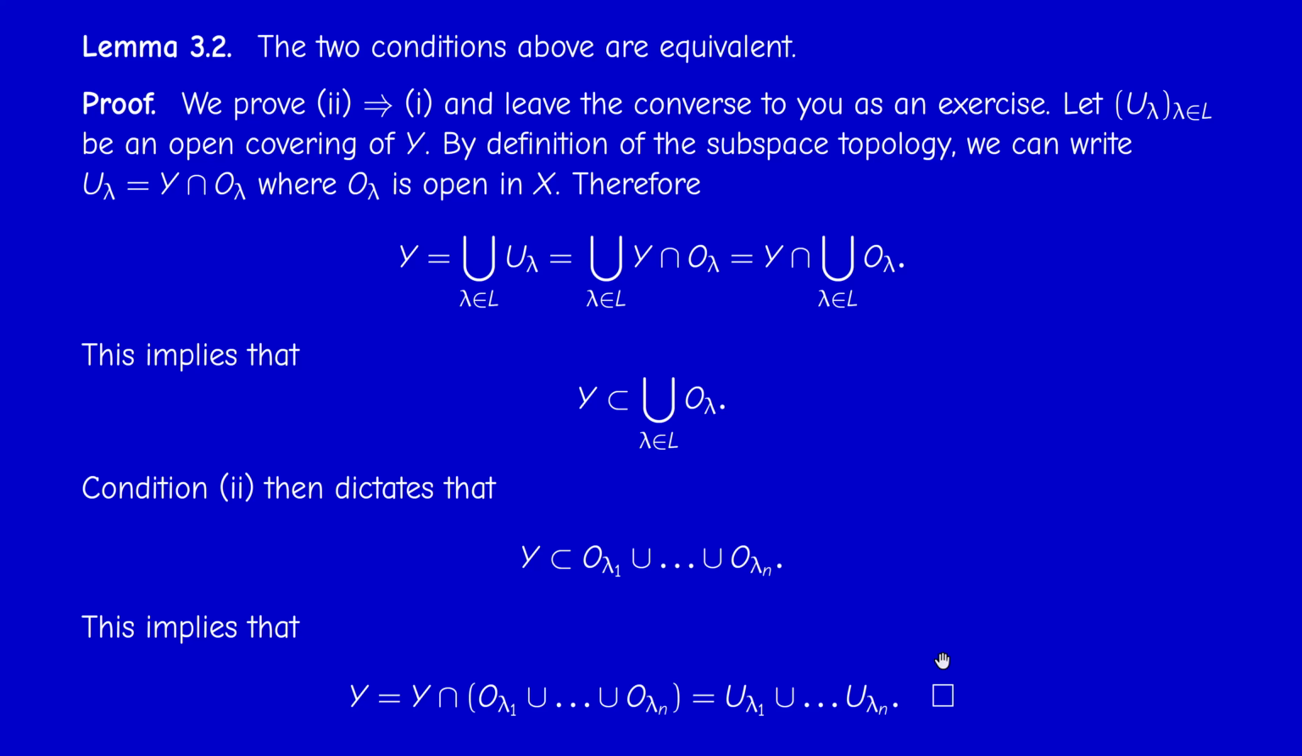So when we want to prove that a subset of a topological space is compact, instead of taking a covering by open sets of the subset, we can take a covering by open sets of the bigger space, which is sometimes easier to deal with.